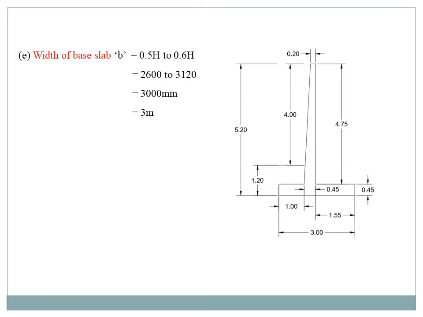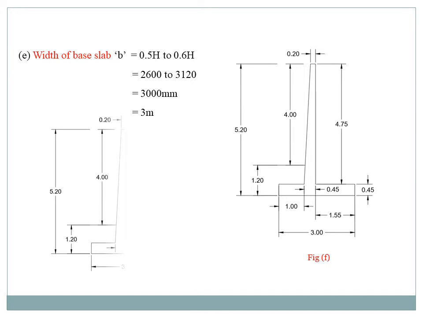So mark all the values in our retaining wall. Our top of the stem portion we can assume as 0.2 meter. Then height of the stem portion is 4.75 meter. Then overall depth is 5.2 meter. Then thickness of base slab is 0.45 meter. Then width of base slab is 3 meter. Our toe slab distance and heel slab distance we can find out. Assume the toe slab width is 1 meter. Then, knowing the remaining values, you can easily find the heel slab width.